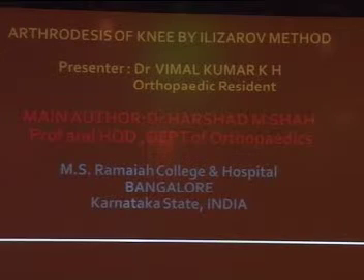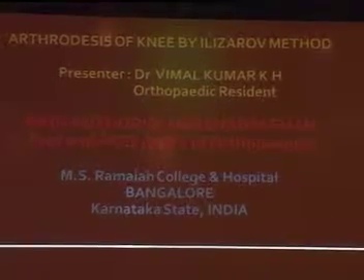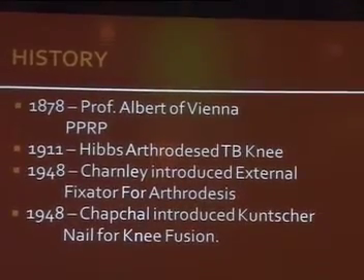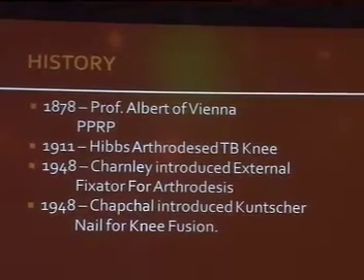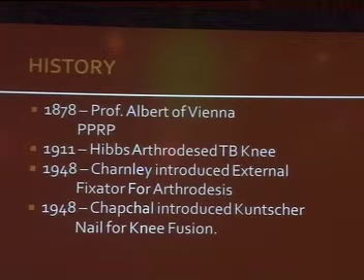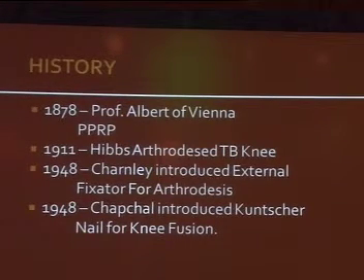I'm going to share our experience of arthrodesis of the knee by the Ilizarov method. Coming to a brief history, in 1878, Professor Albert of Vienna performed knee arthrodesis because of instability of the knee in poliomyelitis. In 1911, Hibbs arthrodesed the TB knee. In 1948, Sir John Charnley introduced the external fixator for knee arthrodesis. And in 1948, Küntscher introduced the Küntscher nail for knee fusion.